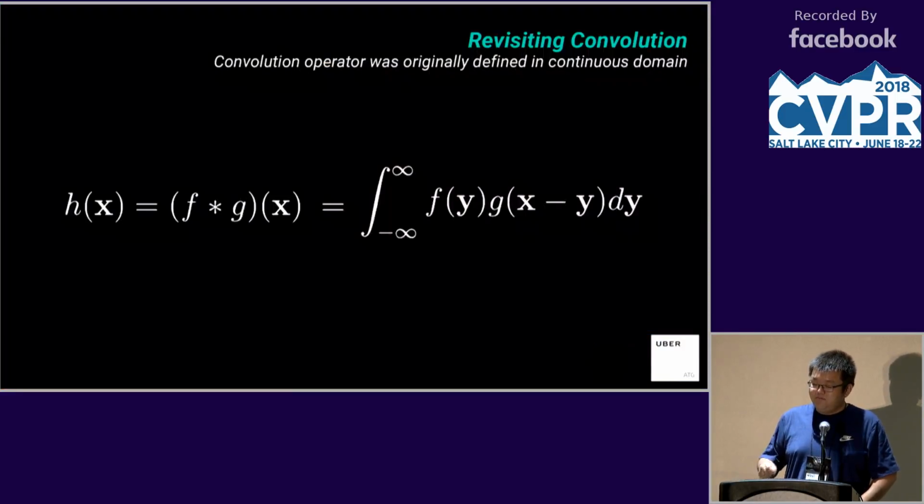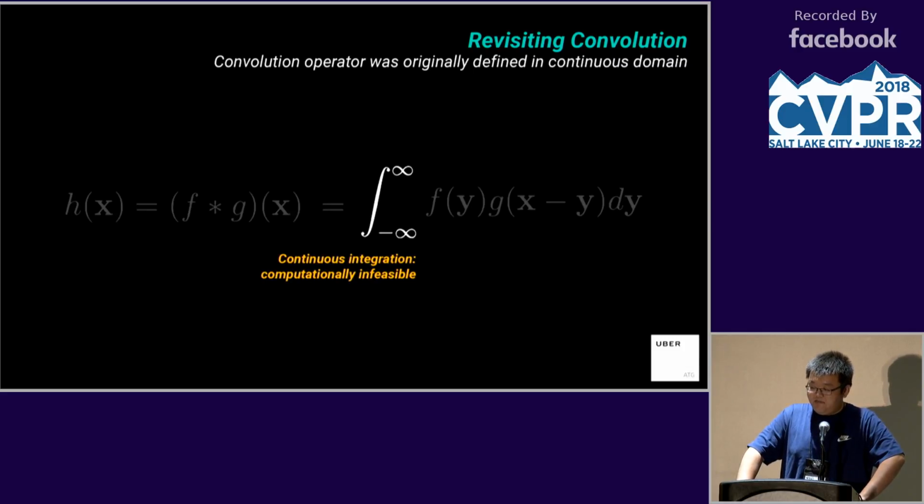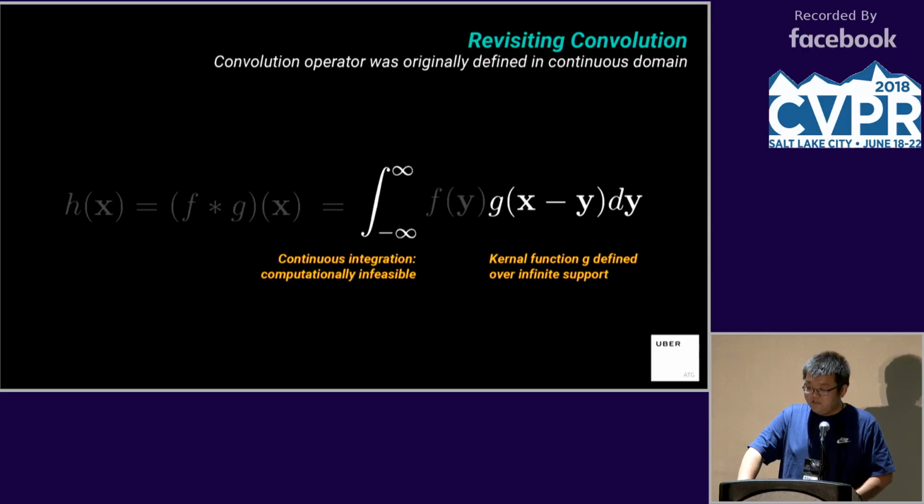Our motivation is the original definition of the continuous convolution, which is defined here in this equation. However, we cannot directly use that as a neural network layer. There are two major reasons. The first one is the continuous integration, which is computationally infeasible. And the second reason is the generic kernel function, which spans the whole continuous domain, has infinite support.